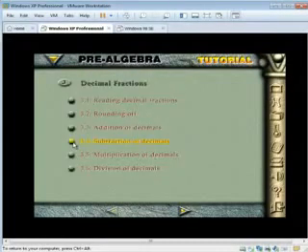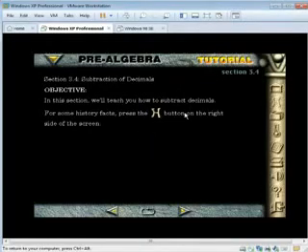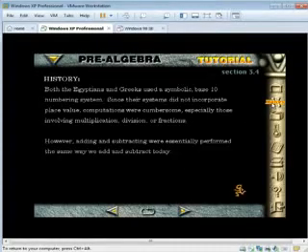Select Chapter 3, Decimal Fractions. Point 4. Subtraction of decimals. In this section, we'll teach you how to subtract decimals.